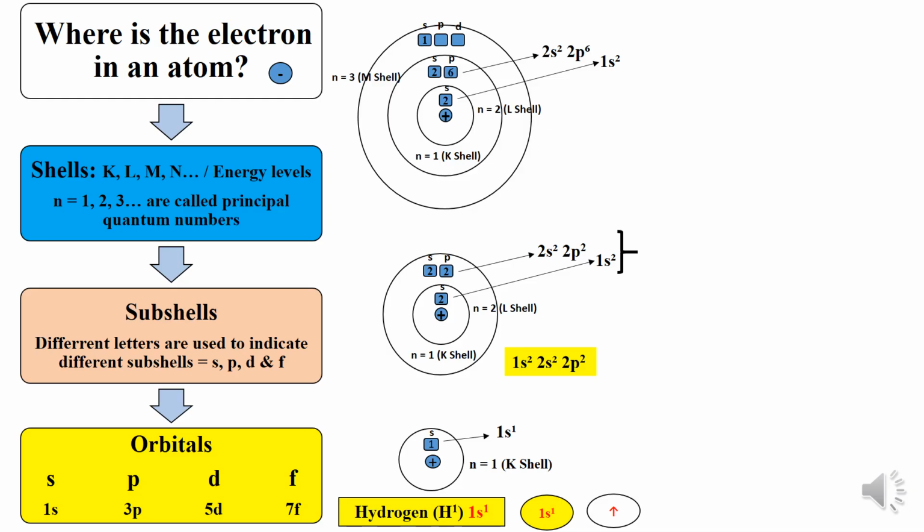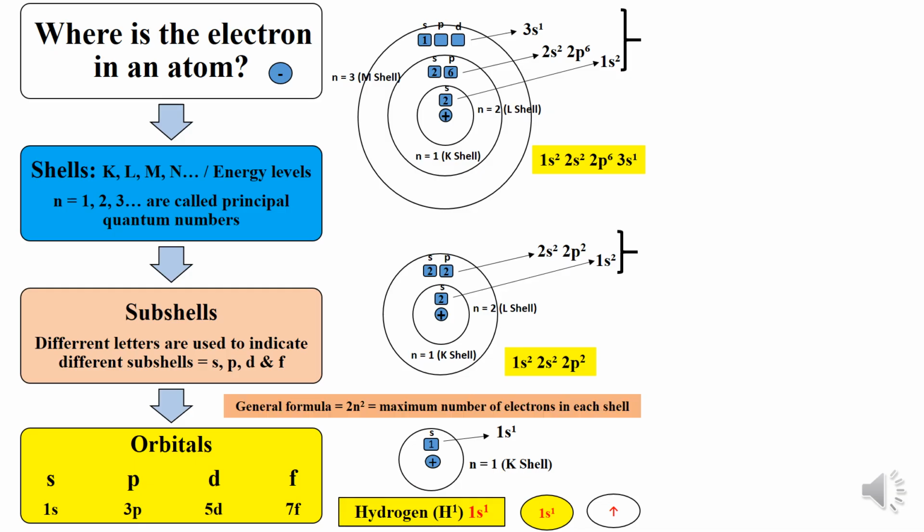1s2, because two electrons are present in the 1s orbital, 2s2 and 2p6, because two electrons are present in the 2s orbital, and six electrons are present in the 2p orbital, the second energy level. 3s1, because there is only one electron present in the 3s orbital in the third energy level or the third shell. And hence the electronic configuration of sodium is 1s2, 2s2, 2p6, 3s1.